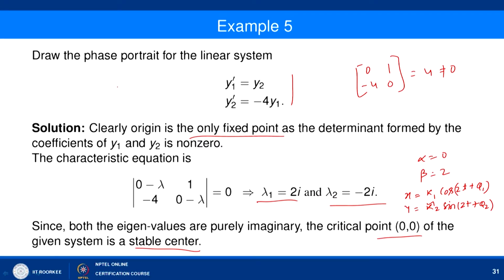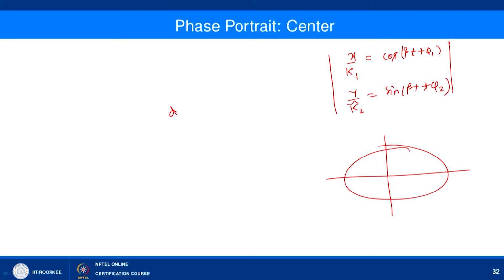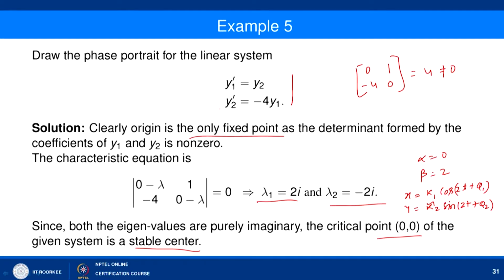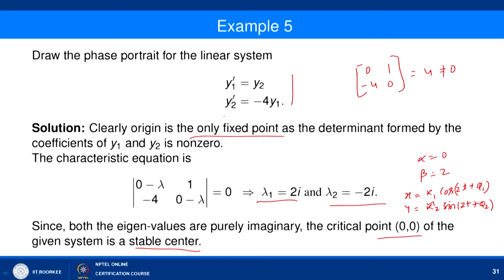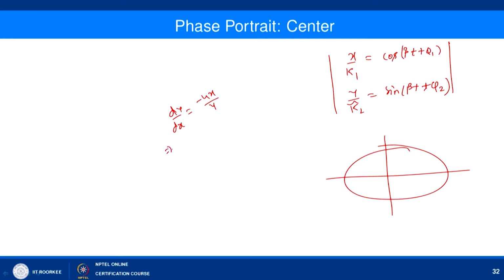dy by dx. If I look at dy by dx, I can write it as minus 4x upon y here. So, I can write y dy plus 4x dx equal to 0. So, it is y square upon 2 plus 4x square upon 2 equal to, say let us call this c square here.